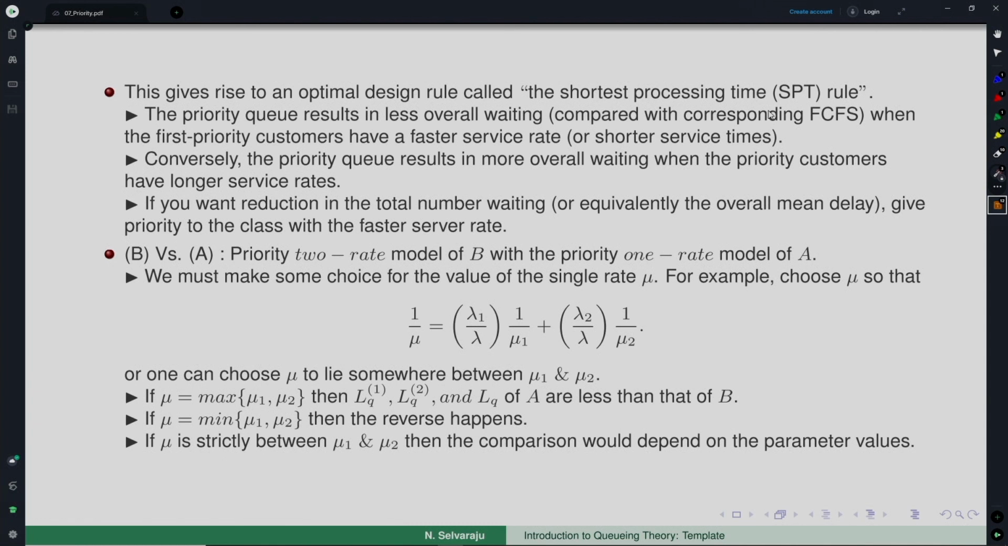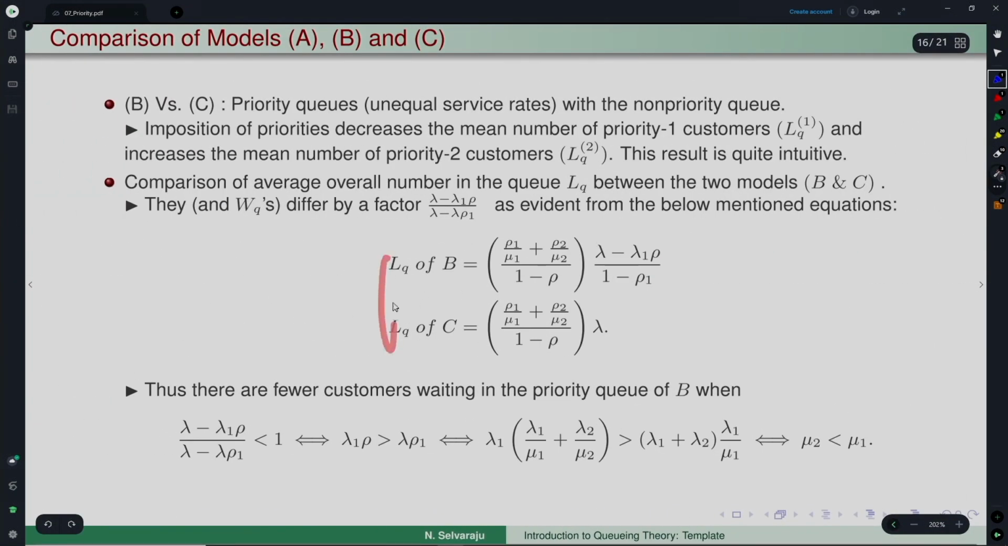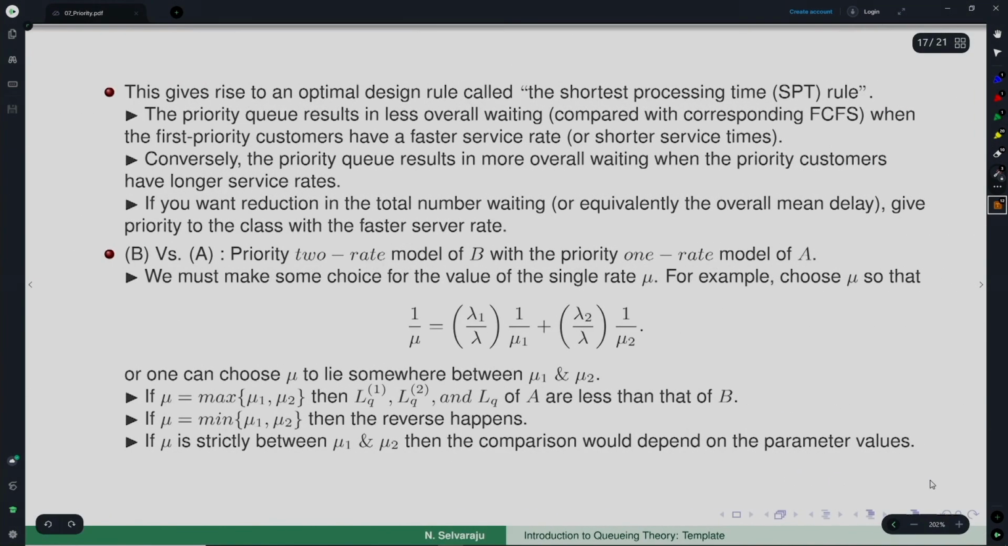So, what we are seeing from this comparison of LQ between these two models is that this will be smaller than this quantity if mu 2 is less than mu 1. That is, the priority queue results in less overall waiting as compared to the corresponding FCFS when the first priority customers have a faster service rate, or equivalently shorter service time. Conversely, the priority queue results in more overall waiting when the priority customers have longer service times.